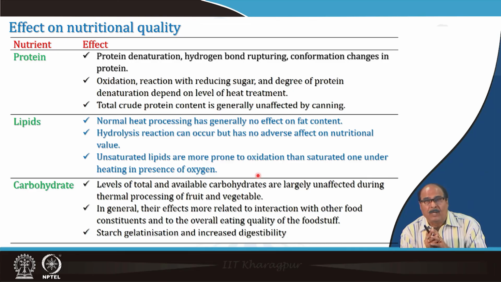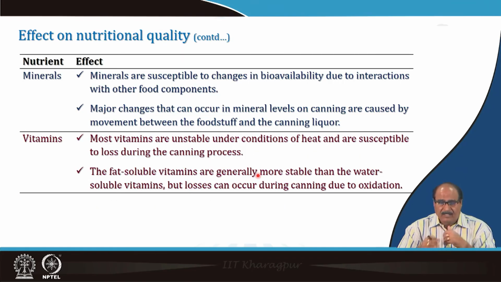Unsaturated lipids are more prone to oxidation than saturated ones under heating in presence of water. The carbohydrate level, total and available carbohydrate, are largely unaffected during thermal processing of fruits and vegetables. In general, their effects are more related to how these carbohydrates interact during processing with other food constituents and to the overall eating quality of the foodstuff, how it is influenced. Starch gelatinization or increased digestibility of the starch are some of the changes that may take place in the carbohydrate during thermal processing.